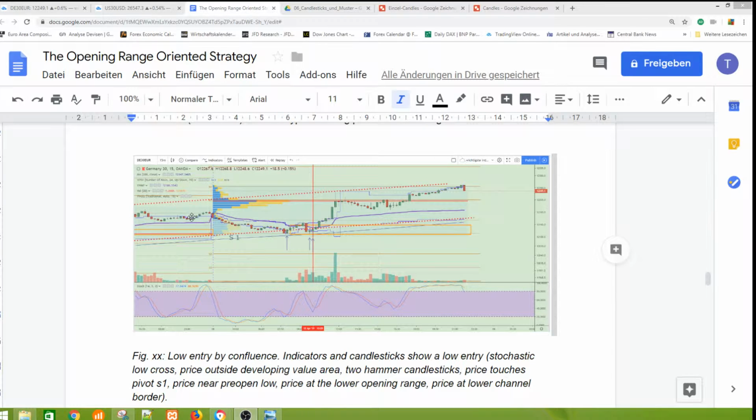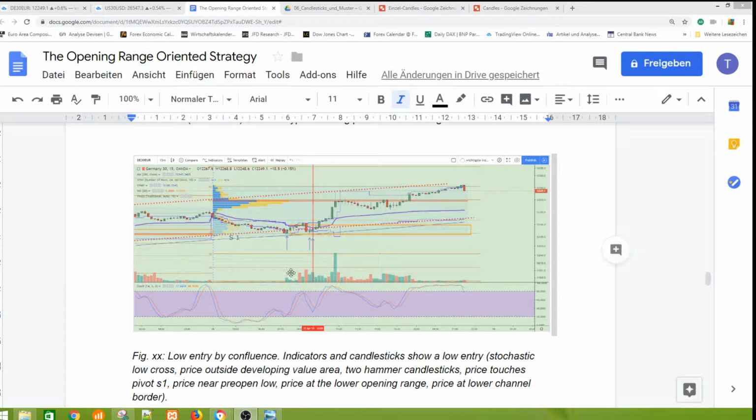Here we have the 15-minute chart, and we see we are just below this uptrend channel. We are at the lower bottom of the opening range. Here the orange rectangle is the opening range. It's just the first hourly candle, projected further, and in the stochastic we have a cross and a relatively deep value.